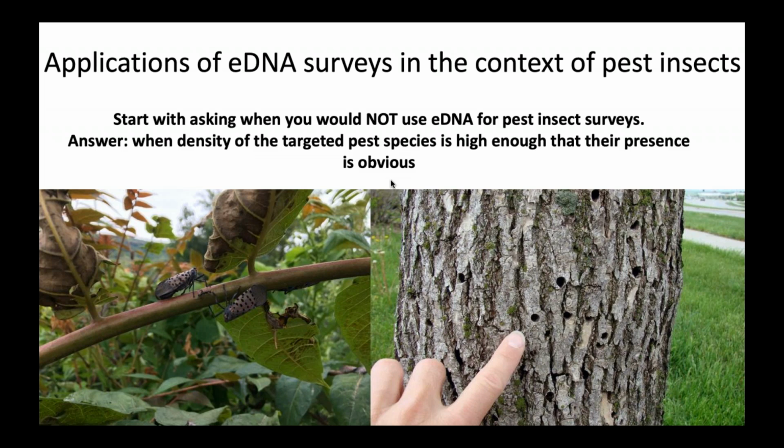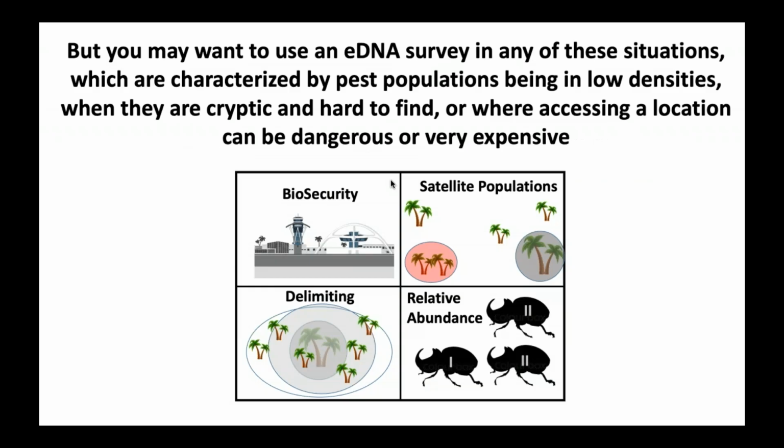But you may want to use eDNA surveys in any situation characterized by the pest population being in low densities, or when they're very cryptic and hard to find, or when accessing a location can be dangerous or really expensive. This particular little graphic I did was for coconut rhinoceros beetles, which are a pest in the Pacific on palm trees, but it applies here as well.